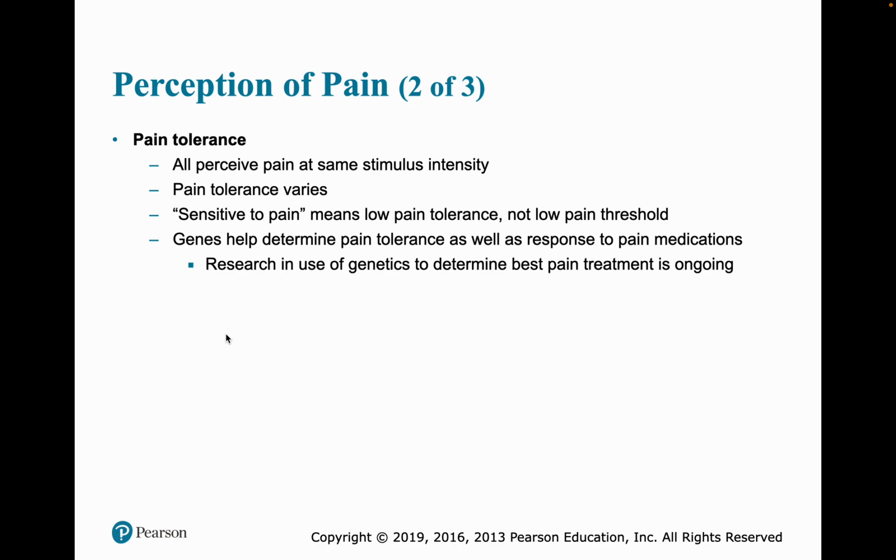We all perceive pain at the same stimulus intensity, but our tolerance to pain does vary between individuals. So what we refer to as sensitive to pain means a low pain tolerance, not a low pain threshold. There are genes that help determine pain tolerance as well as response to pain medications. And there's research going on in the use of genetics to determine which drugs, which pain treatment is best.